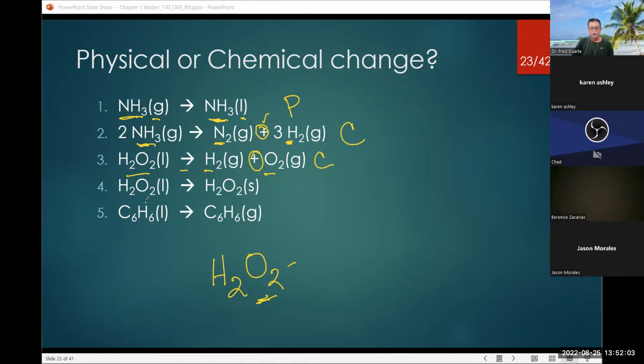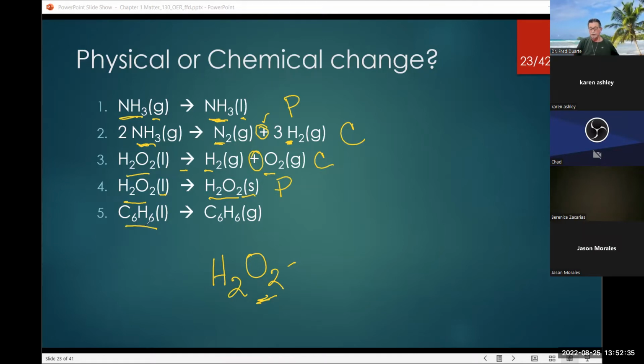We got H2O2 again, hydrogen peroxide again. Okay, we go to the right of the arrow. We continue to have H2O2. So that right there tells you I got a physical change. Okay. I didn't break up the hydrogen and the oxygen into its components. Still intact. So I can see my states now. I went from a liquid to a solid. So that verifies that, in fact, I have a physical change. Okay. The next one here.